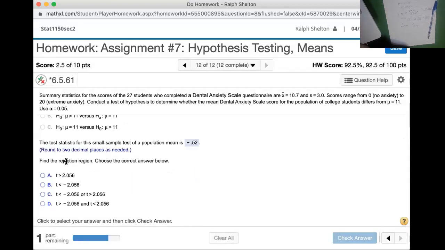All right, find the rejection region. That means we find t star. So the t it's talking about here is the critical value of t, the t star value. We get that from the degrees of freedom and the confidence level. It's telling us we're testing at a 0.05 significance level, and we're doing a two-tailed test. So we can use a t calculator to get this number. Let's go to StatCrunch. Close this, share the screen.